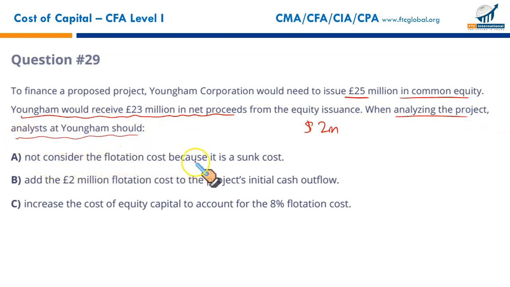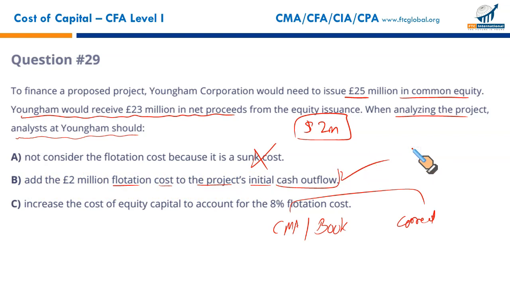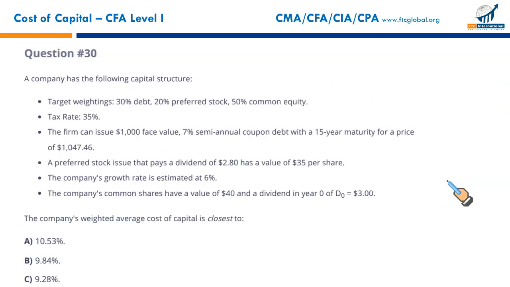Not consider the flotation cost because it is a sunk cost. This is not the right approach. We have two approaches. One is called the bookish approach, which we use in CMA. And the other is the correct approach. What is the correct approach? Consider this 2 million as initial outflow at year 0 for project evaluations. So add 2 million flotation cost to the project's initial cash outflows. That's the correct approach, and that's what you should use in your CFA NPV computations. So that makes B the correct option.